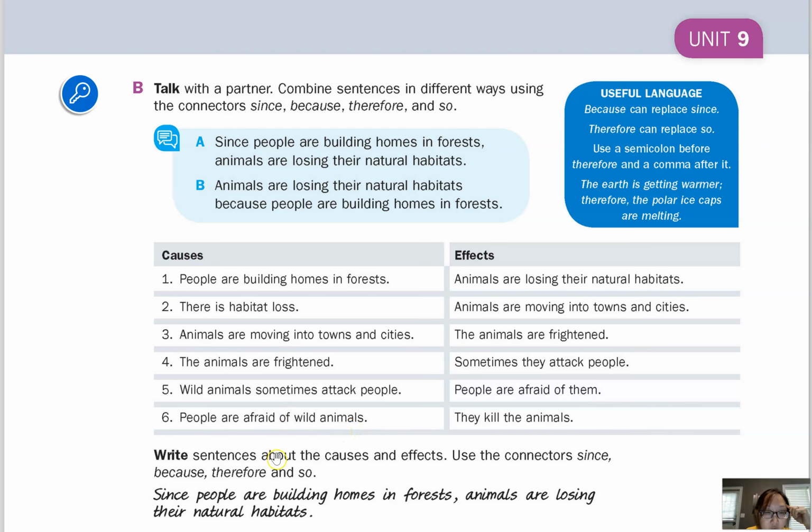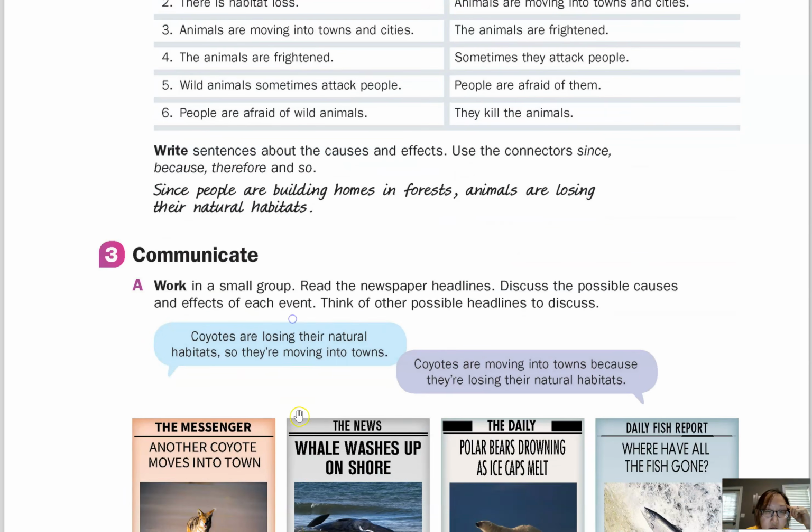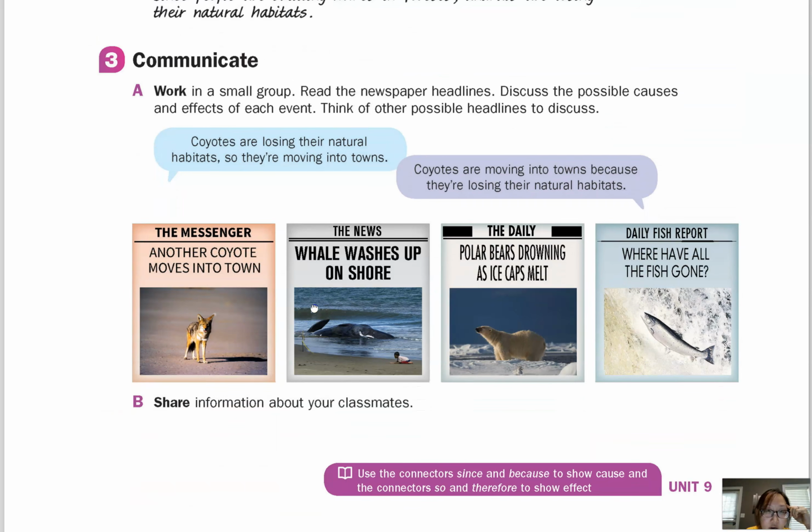Alright, so let's move on. We are going to look at exercise 3, communicate. Okay, it says work in a small group. So if you want, you can work with your children or someone in your family. If not, as usual, you can just do this on your own. But let's read the newspaper headlines and discuss the possible causes and effects of each event. Okay? And then if you have time, you can think of other possible headlines to discuss.